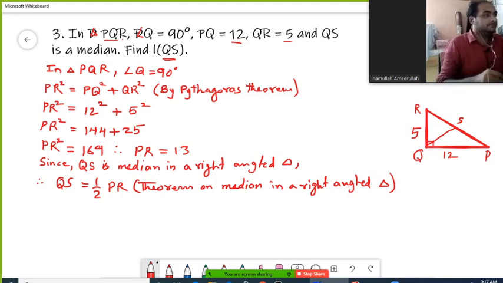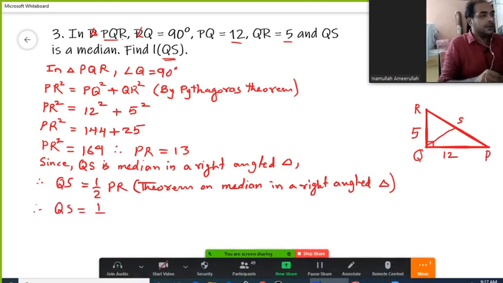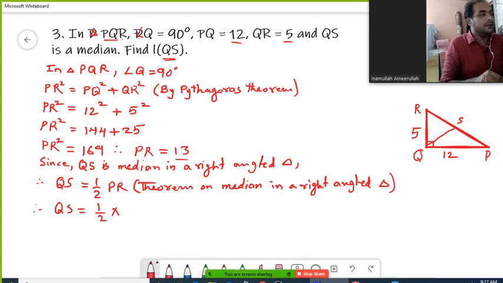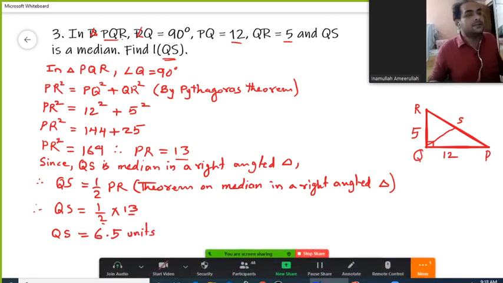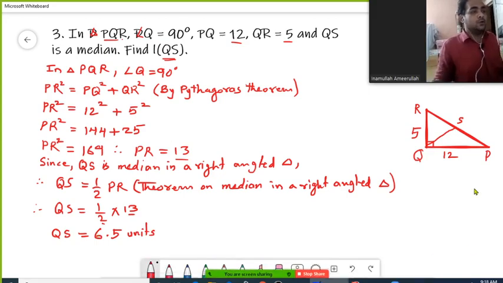So here QS is half of PR and the length of PR is 13 units. So here we can take 13 units. This way we can have the length of QS. So when you divide this 13 by 2, you will get 6.5 units. And this is your final answer. Yes, hope it is clear to everybody.